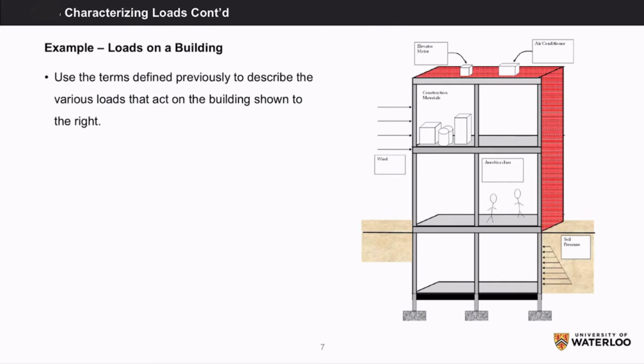Now let's work on this example together. Use the terms defined previously to describe the various loads that act on the building shown to the right. Feel free to pause the video if you would like to consider the components on your own.